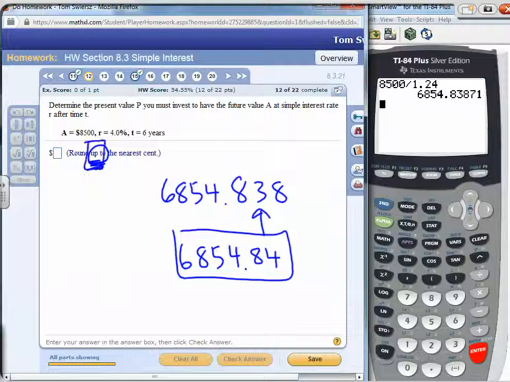So you've got to be careful. You've got to see that word up. Okay, so $6,854.84.